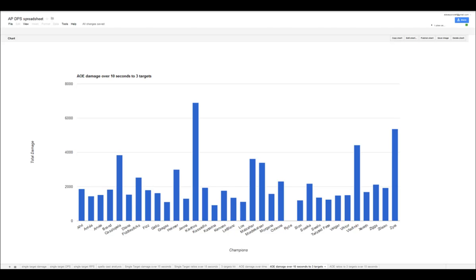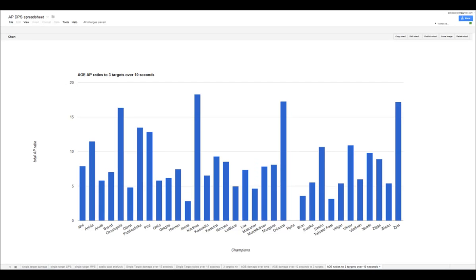We can see that Cass has fallen down, and Karthus is now number 1. Other champions that have high AoE base damage are Vladimir and Zyra. We can graph the ratios to 3 targets over 10 seconds to see how well the champions scale into late game. You can see that Cass, Karthus, Orianna, and Zyra all have pretty high ratios. They have good scaling into late game. Champions that are known for bad damage in the late game, like Sion and Janna, are low on this graph.